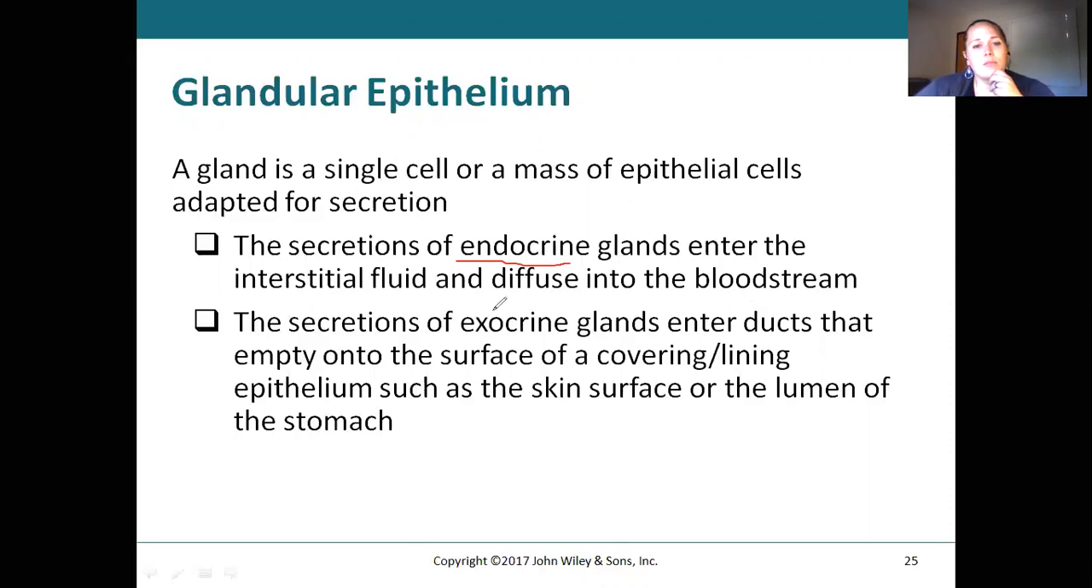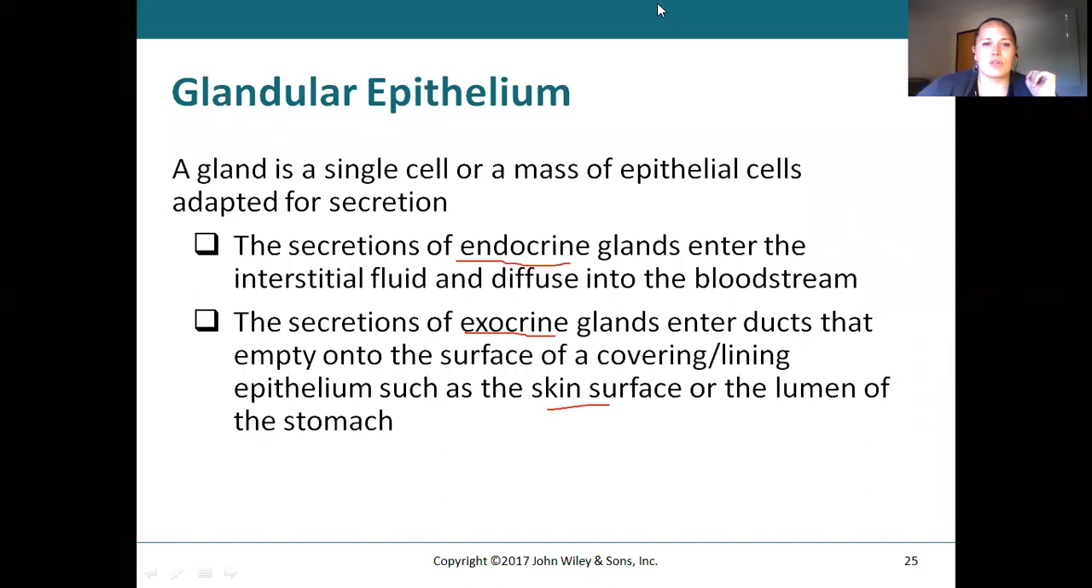Conversely, from endocrine, you have exocrine glands, which enter ducts that empty onto the surface of a covering or lining. We'll talk about some examples of where these secretions are found, maybe in the digestive region, maybe on the surface of your skin. Since skin surface and lumen of the stomach are the 2 examples they give here, we'll talk about how that happens for exocrine glands and what the different structure of those glands can be, because not all glands look the same.